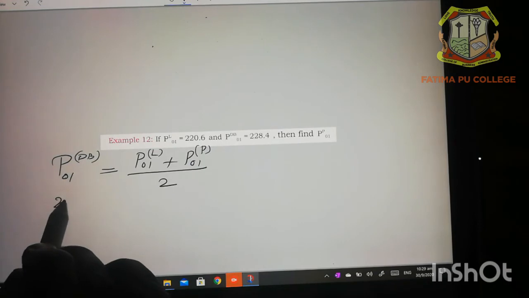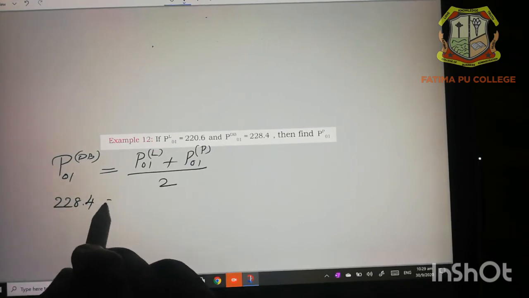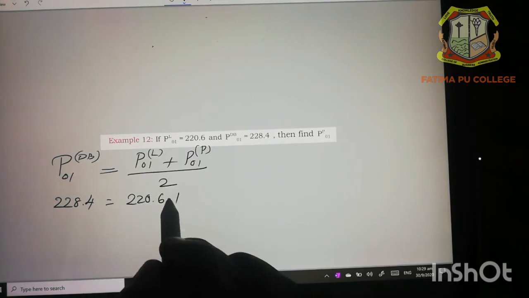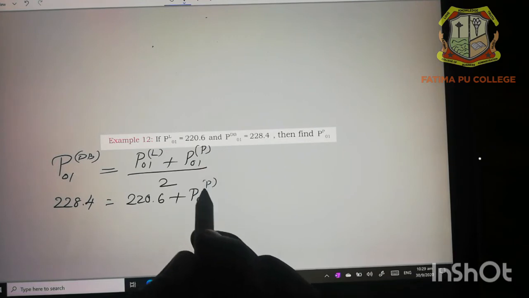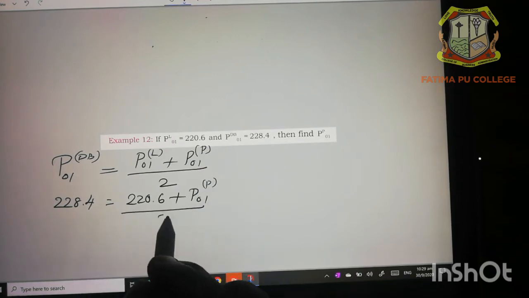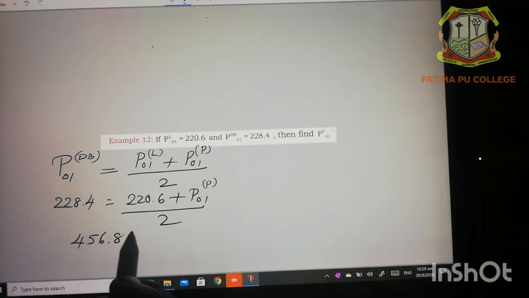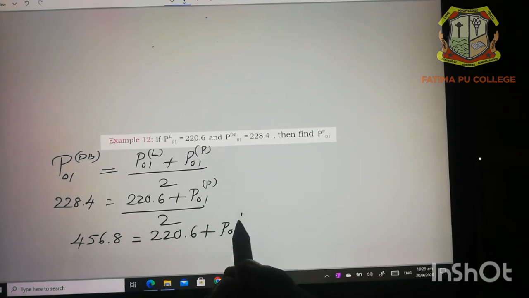P01DB is 228.4. P01L is 220.6. P01P we don't know, so we'll keep it as unknown, P01P as it is, divided by 2. Clear? I'll take this 2 to the left hand side, students. If I take this to the left hand side, it will become the product of 2 into 228.4. I'll be getting the answer as 456.8 is equal to 220.6 plus P01P as it is.